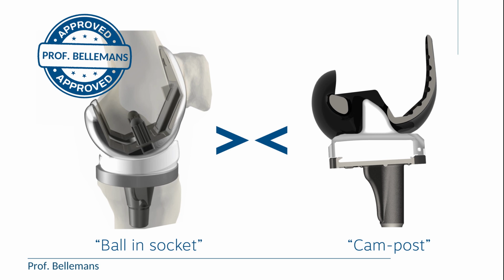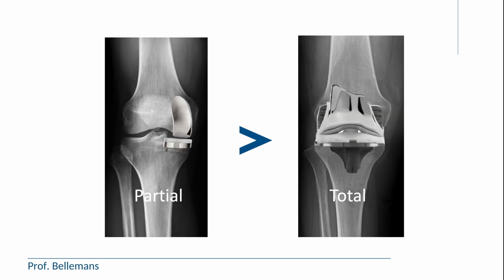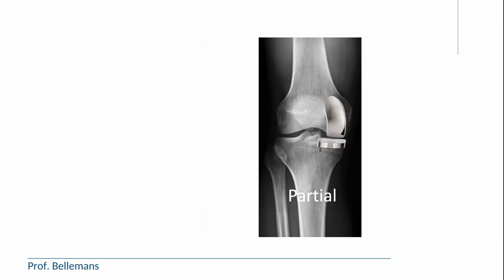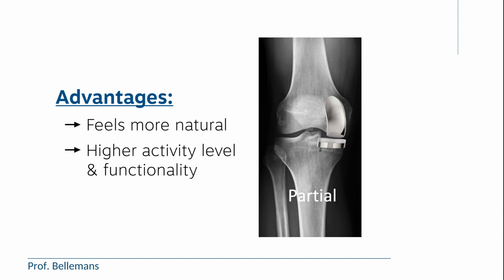For a partial knee replacement, all of this is not necessary, because the ACL can be maintained, because it is not in the way for the prosthesis. A partial knee prosthesis therefore maintains more exactly the shape of the articulating surfaces, because it relies on the stability provided by the patient's own ligaments. This is one of the reasons why a partial knee prosthesis usually feels more natural to the patient, more than a total knee prosthesis. And that is also the reason why the activity level and the functionality after partial knee replacement is often higher than after total knee replacement. So these are clear advantages of a partial knee replacement.